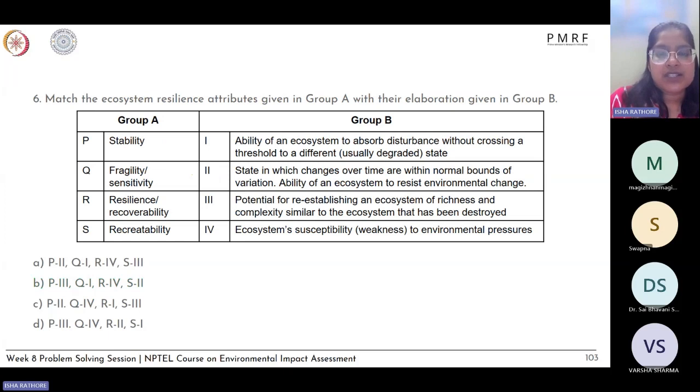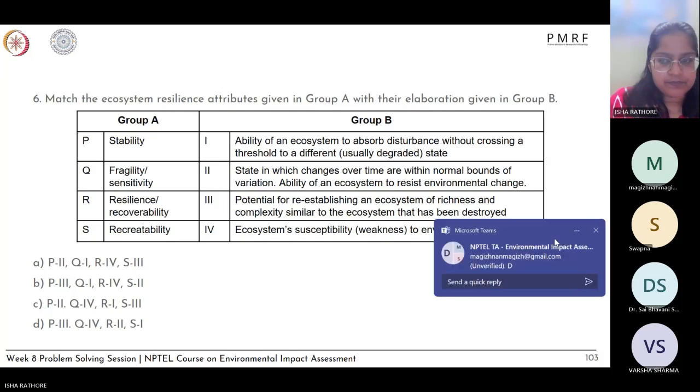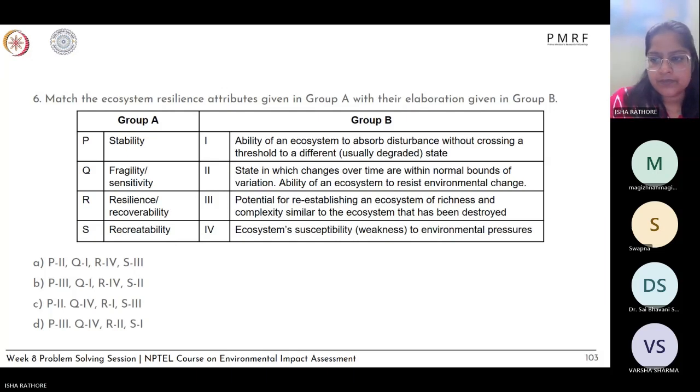So match the ecosystem resilience attributes given in group A with their elaboration given in group B. So we have terms like stability, fragility or sensitivity, resilience or recoverability, and recreatability. Okay, so the correct answer is C. That is, stability is the state in which changes over time are within normal bounds of variation, and this is the ability of an ecosystem to resist environmental change. So P matches with 2.